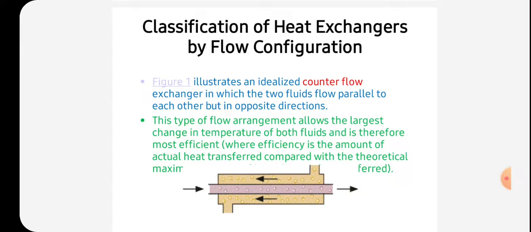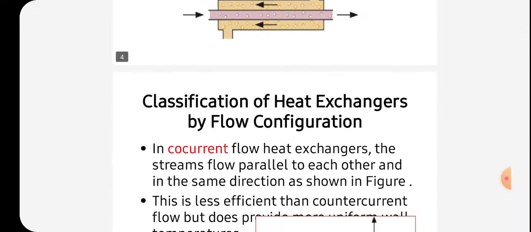Figure 1 illustrates an idealized counter flow exchanger in which two fluids flow parallel to each other but in opposite directions. Look at the figure. Both the fluids are incoming to the heat exchanger but in opposite directions. This type of flow arrangement allows the largest change in temperature of both fluids and is therefore most efficient, where efficiency is the amount of actual heat transferred compared with the theoretical maximum heat transfer.